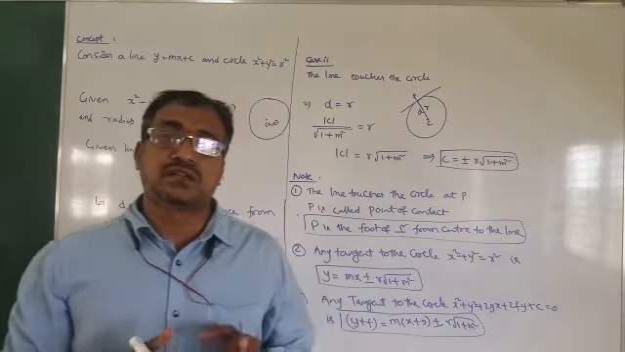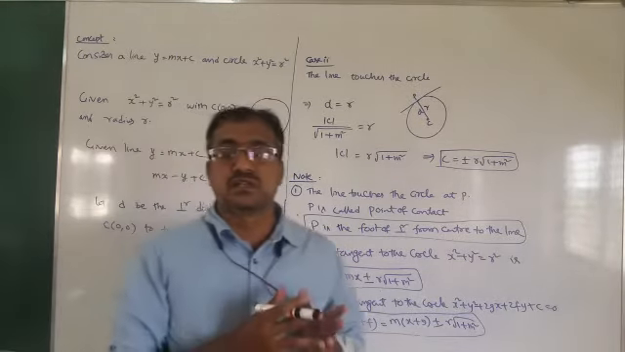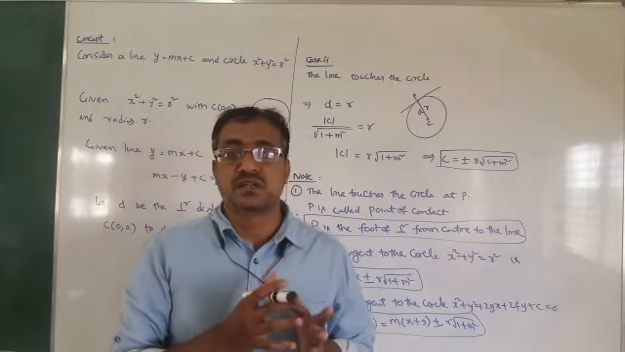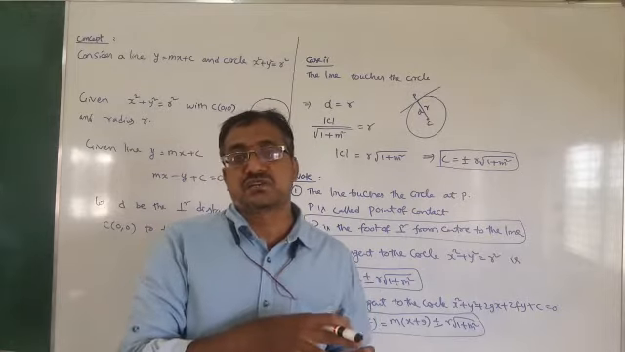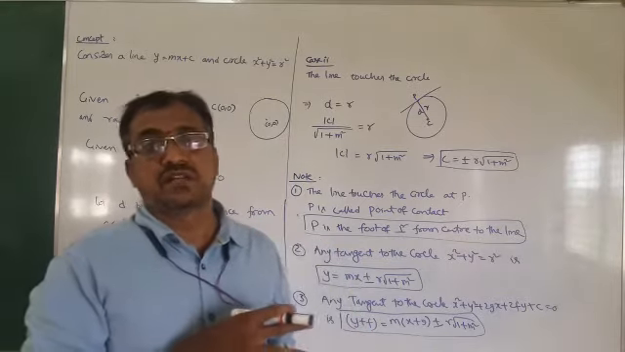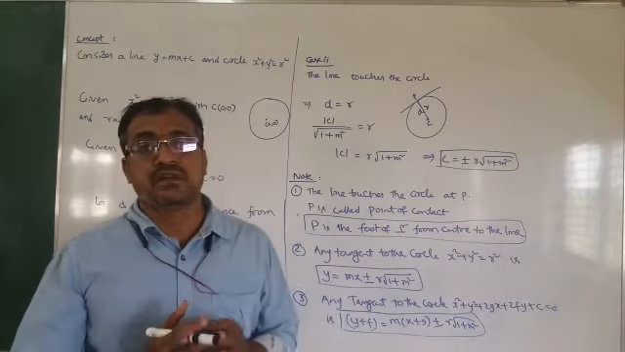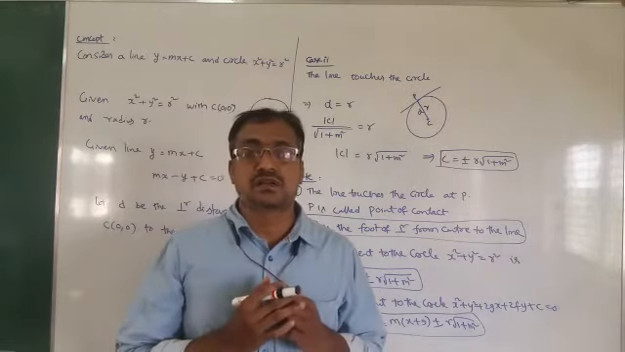So tangent to the circle in standard form is y is equal to mx plus or minus r root 1 plus m square. You have to shift that equation to minus g comma minus f, so that you get the tangent to the circle in general form. Very, very important concepts.